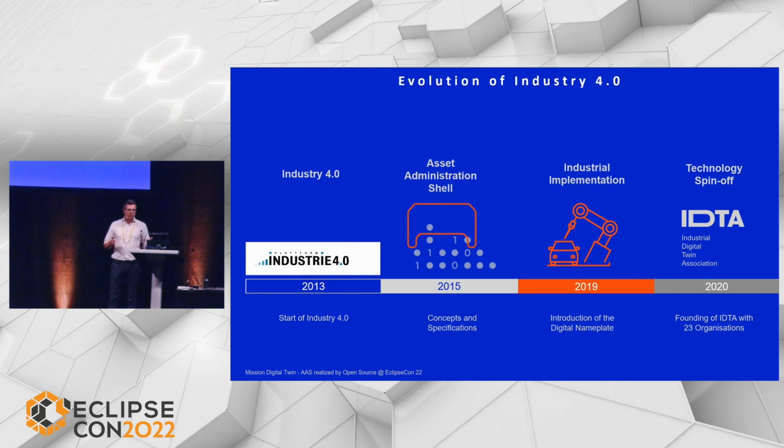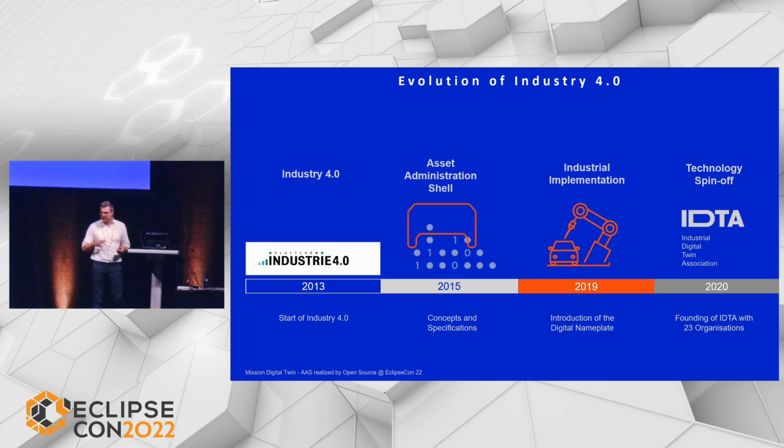So, what's the IDTA? The Industrial Digital Twin Association. We are the association for the topic of digital twins for industrial goods, and we are a result of the movement of Industry 4.0. So it's the next evolutionary step. We started with the topic of digital twins in 2013 with Industry 4.0. In 2015, the first concept of an asset administration shell, a core standard for digital twins, came up.